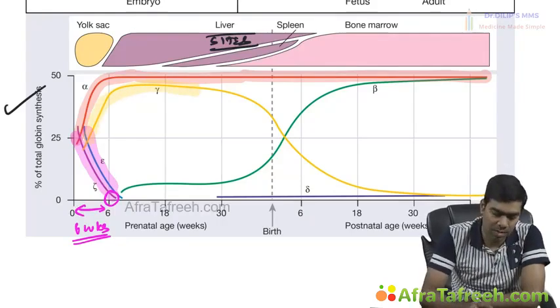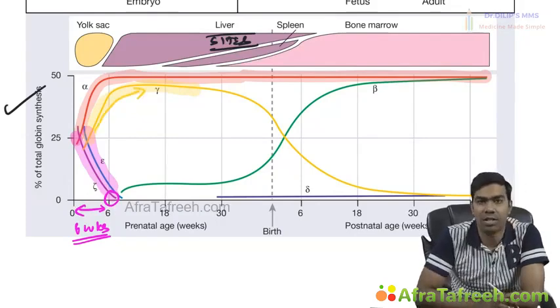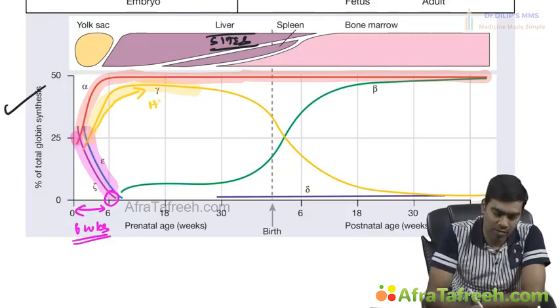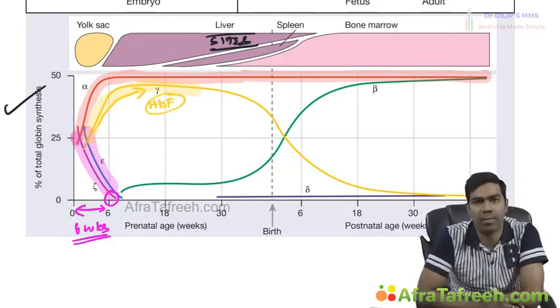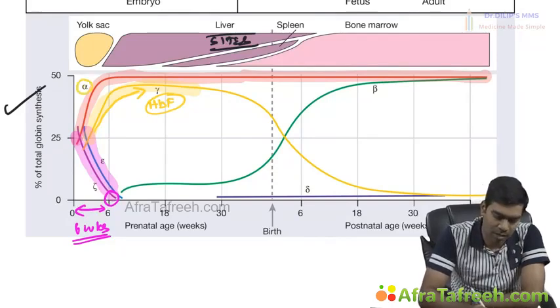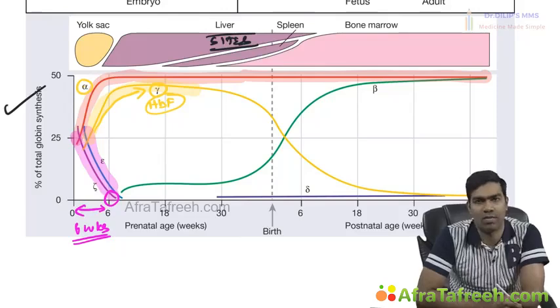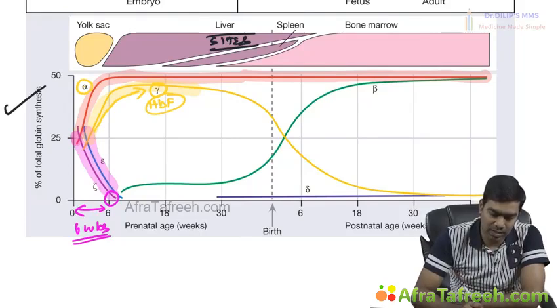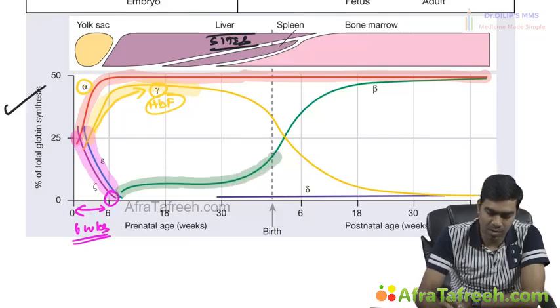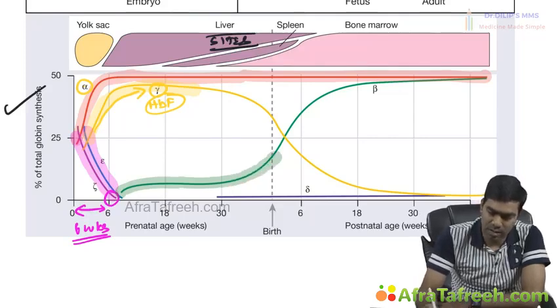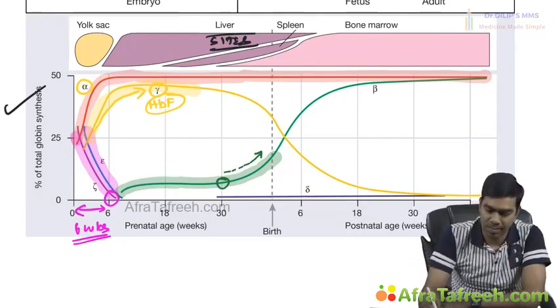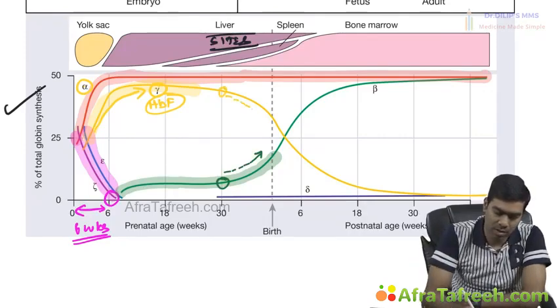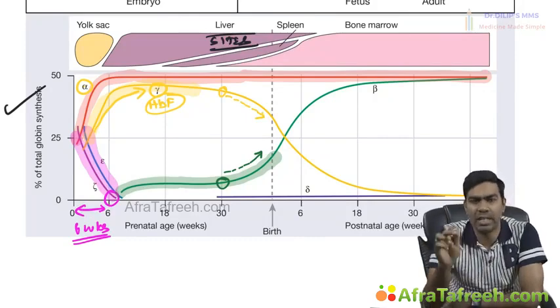Gamma chains: that marks the beginning of the increase in the gamma chains by around 6 weeks of age, after which your predominant hemoglobin type will be HbF because you have alpha chain along with the gamma chain. This is what we refer to as HbF. Next, beta chain synthesis will start around the same 6 weeks mark, but it starts increasing only by around 30 weeks. This is the transition point, where the beta chains start increasing in production and your gamma chains start decreasing in production.